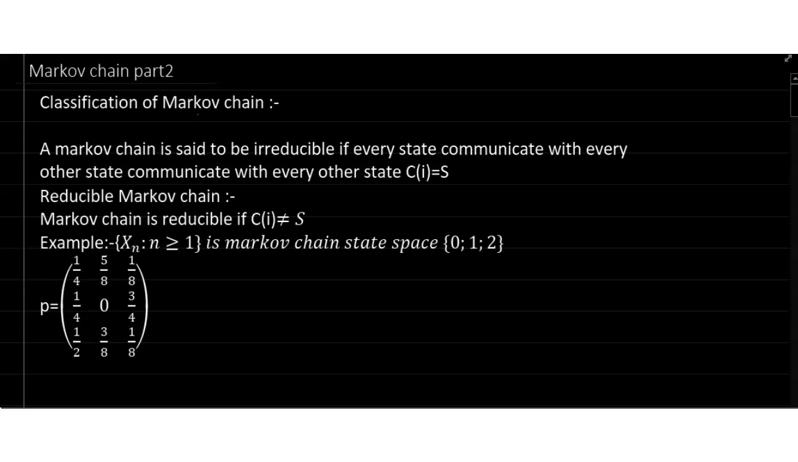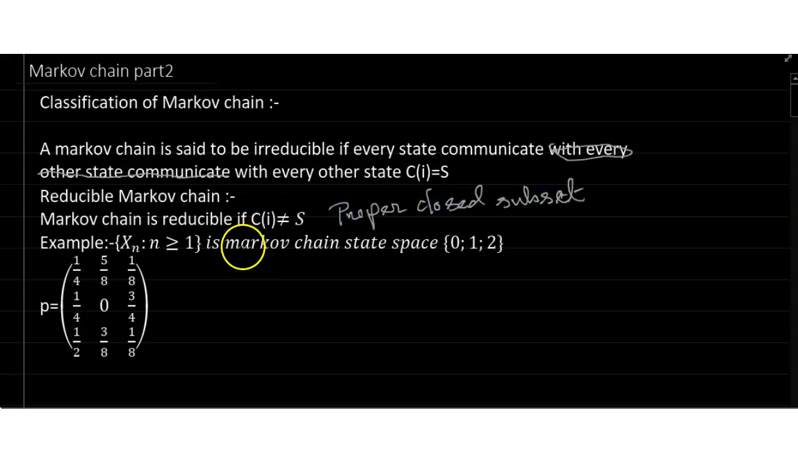A Markov chain is said to be irreducible if every state communicates with every other state. Sorry, there is a double typing mistake. This portion I write: reducible Markov chain. A Markov chain is reducible if Ci does not equal S. Ci does not equal S means Ci is a proper closed subset.